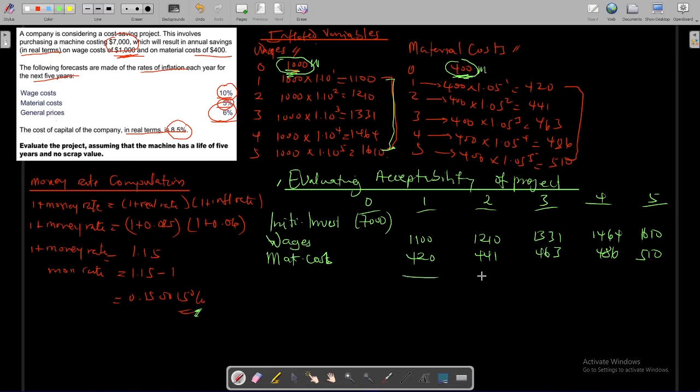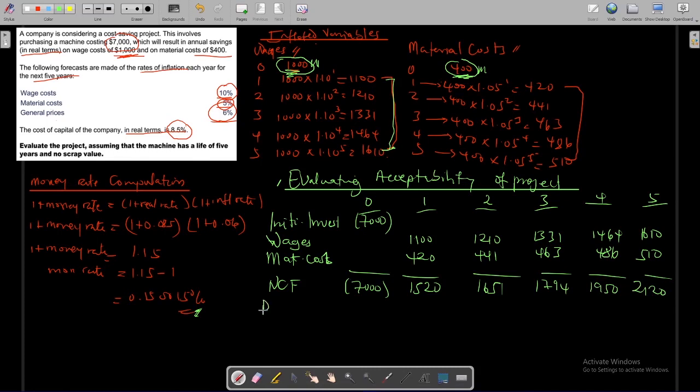So when we add all of these, this one will give us the net cash flows. So here will be 7,000, here will give us 1520, here will give us 1655, 1651, this one will give us 1794, and this one will give us 1950, and the other one will give us 2120.